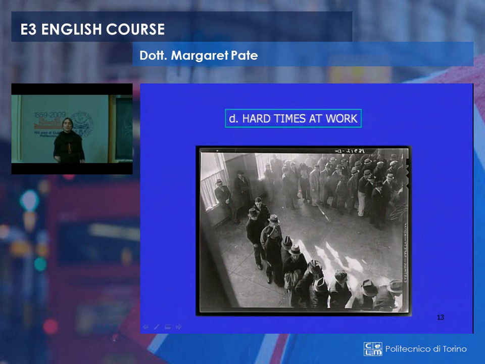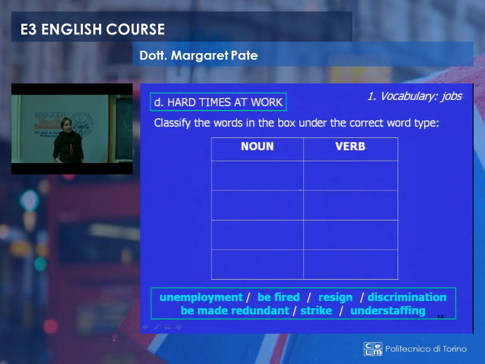Good. Carrying on. Very topical, hard times at work, economic crisis. Let's look at all the negative aspects of having difficulties for employment. Okay, look at the box at the bottom and tell me which of those words are nouns. Sostantivi, nouns. Unemployment, discrimination, a strike, understaffing. Okay, a strike is when people don't work because they are angry about their working conditions or their pay.